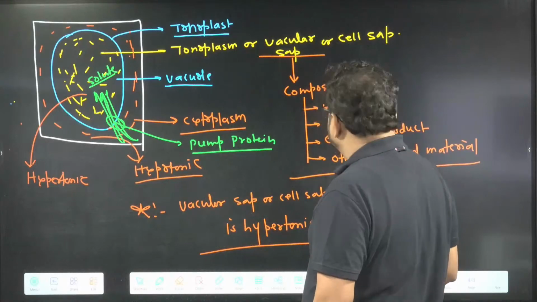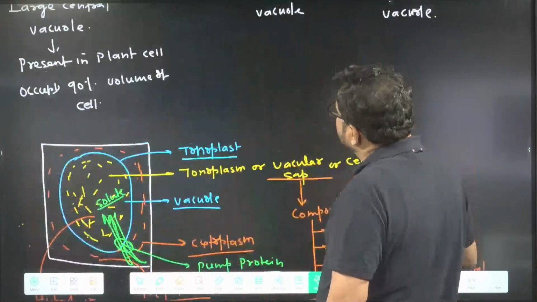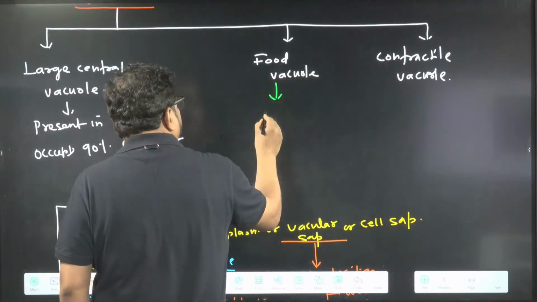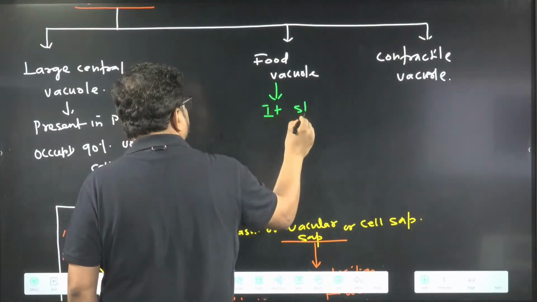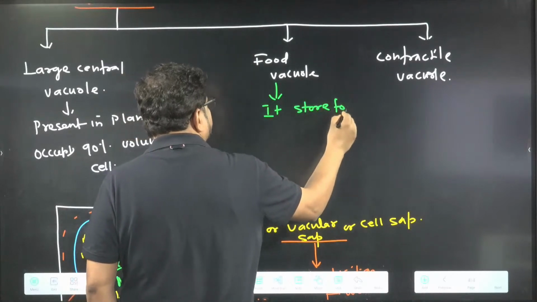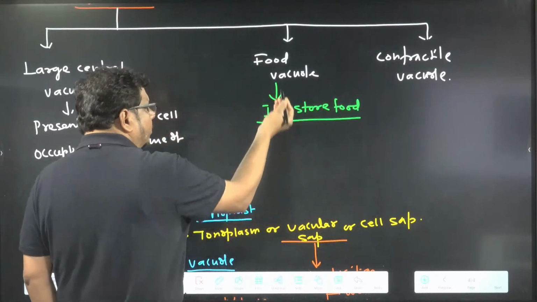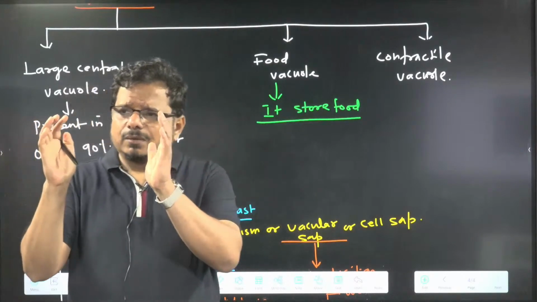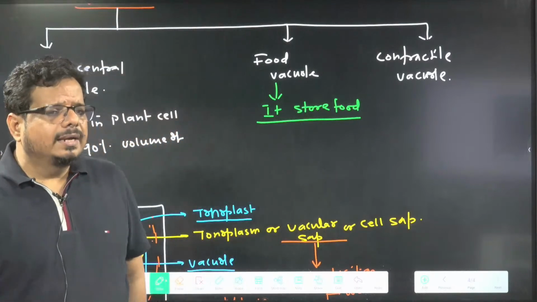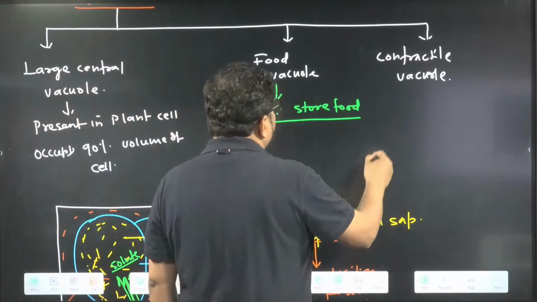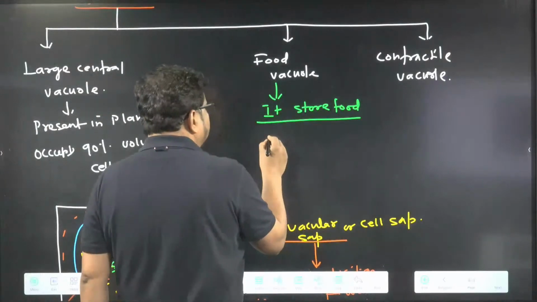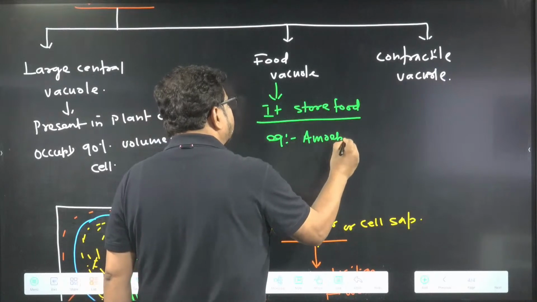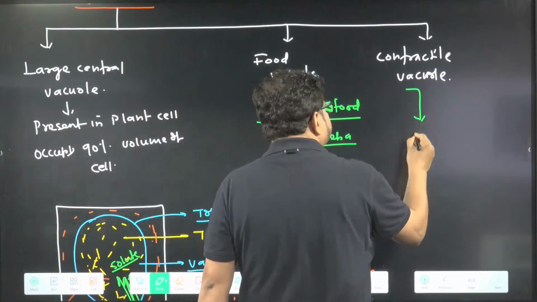Now, after the large central vacuole, we are going to discuss food vacuole. As I told, it stores food. We have seen in amoeba, in protistans, wherever intracellular digestion is occurring, food is stored in a vacuole. Where is the food vacuole present? Example, I should write amoeba, an example of protista. And contractile vacuole, same example I am writing, amoeba.